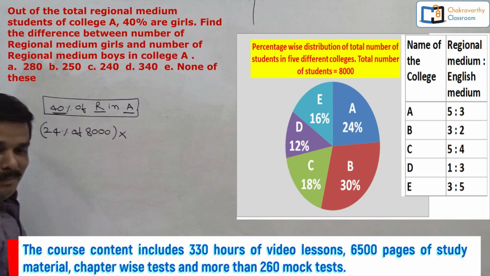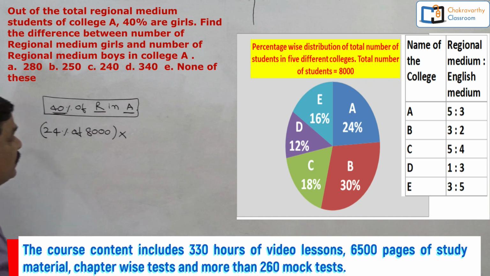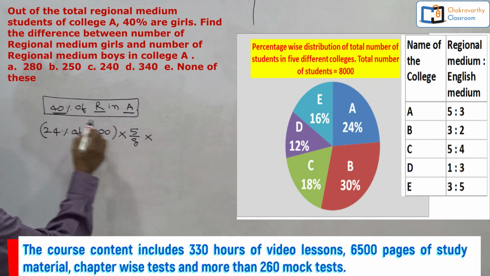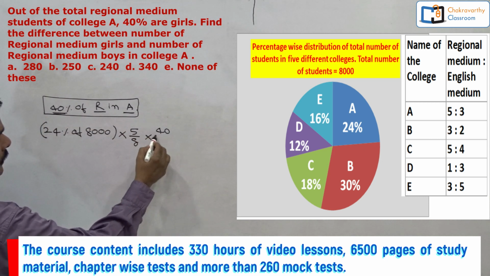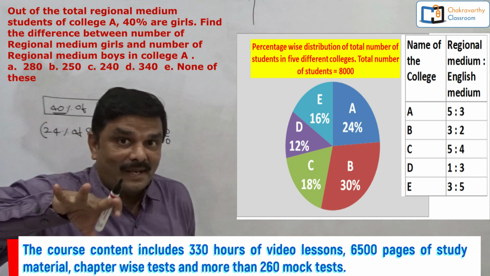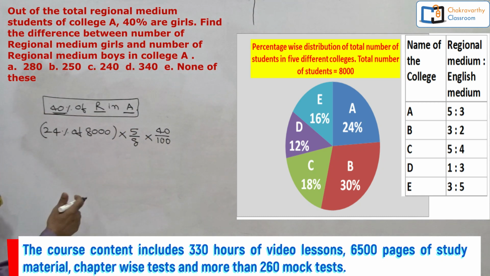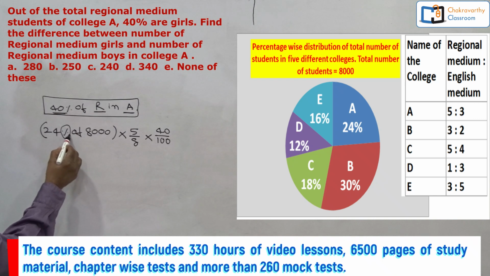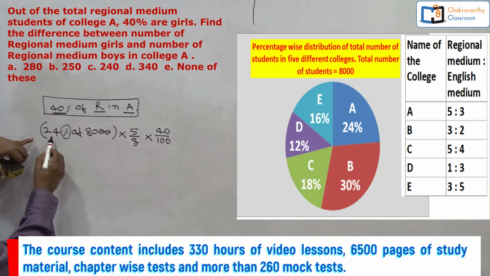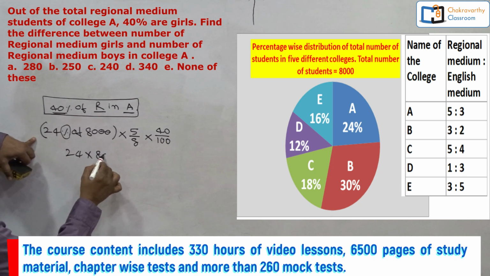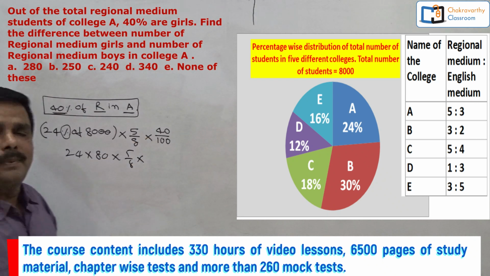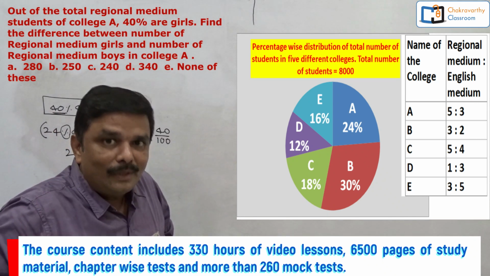Into regional medium, which means regional medium to English medium is 5:3, that is 5 by 8, into 40% of that one, that is 40 by 100. You will get one figure. Yes or no? We are going with the conventional way. But even in the conventional way, simply we go like this: for this percentage, 2 zeros will be cancelled. Percentage is nothing but divided by 100. So here it should be 24 into 80 into 5 by 8 into 40%. What do you mean 40%? 40% is equal to 2 by 5.